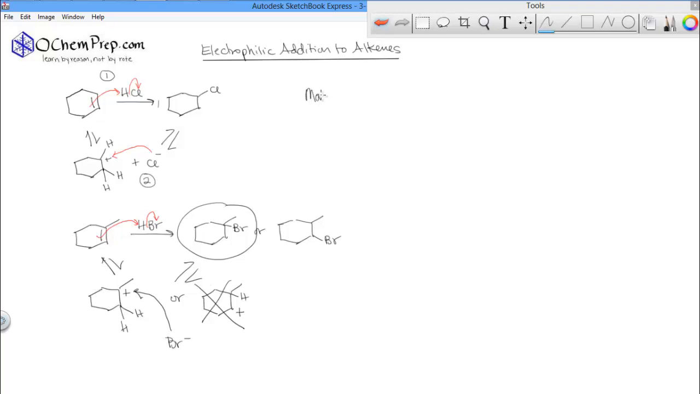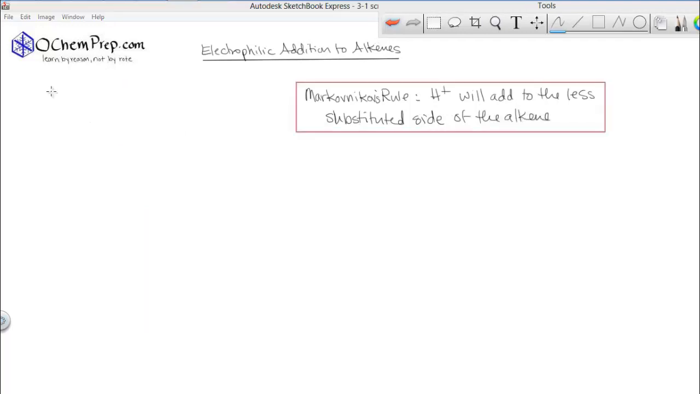This principle has a rule, a Russian name, Markovnikov. Markovnikov's rule says that the H plus, or whatever adds first, will add to the less substituted side of the alkene. So I highlighted Markovnikov's rule that we developed with the addition of the HCl.